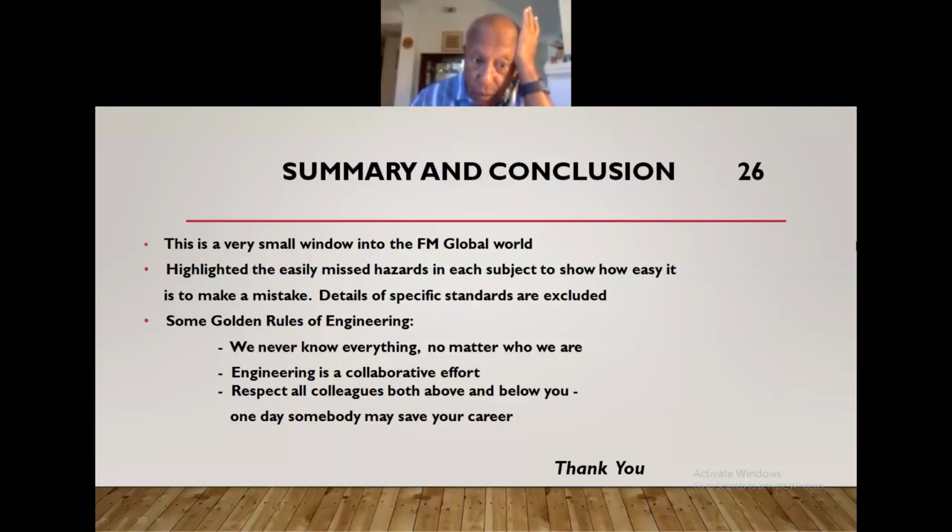Over my 50 years of career, these are the golden rules that I have always followed. First, and the golden one, is that we never know everything, no matter who you are. You can be the chief engineer of the company. That does not mean you know everything. Engineering should be a collaborative effort. I should respect all colleagues, both above and below me, because one day somebody may point out a mistake to me and save my career. That's all I wanted to present. Thank you.